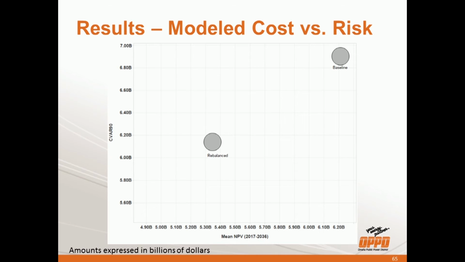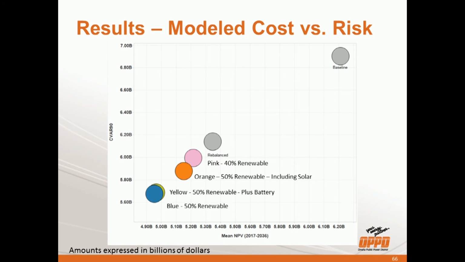So keeping those two portfolios in baseline and rebalanced, we wanted to plot where the additional 4 portfolios that we sampled would lie. You see there right below rebalanced, a pink portfolio at 40% renewable. So you get a little bit of reduction of cost and a little bit of reduction of risk. Orange is a comparable jump. You move down and left a little bit more, and then blue and yellow is sort of the lowest cost, lowest risk portfolios according to these indicators.